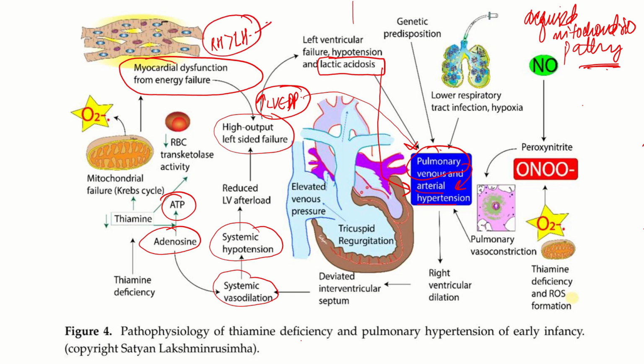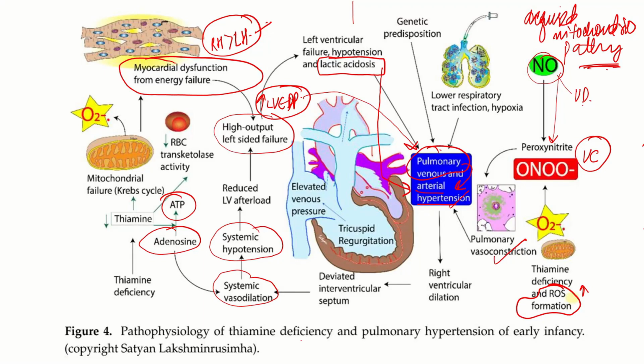The second mechanism is reactive oxygen species or free radical formation. Whenever there is a thiamine deficiency state, there's a lot of free radical formation which converts nitric oxide into peroxynitrite. Now we know nitric oxide is a vasodilator, but peroxynitrite is a potent vasoconstrictor, and this leads to pulmonary vasoconstriction leading to pulmonary arterial hypertension, ultimately leading to right heart failure.